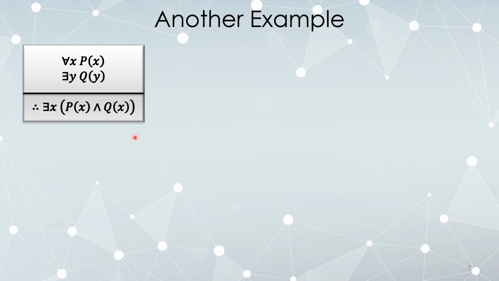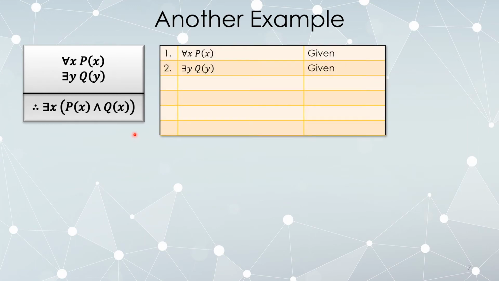Here's another one. No surprise, we begin by stating our givens. Let's think in advance. We're trying to prove there exists an x for which P of x and Q of x are true. We know that for any x, P of x is true, and there is something for which Q is true. So can there be something for which P and Q are both true? Intuitively, this is sensible. Whatever the thing for which Q is true, it must also be true for P, so I can use that specific thing to be true for both P and Q.